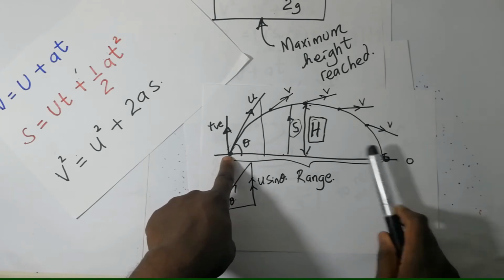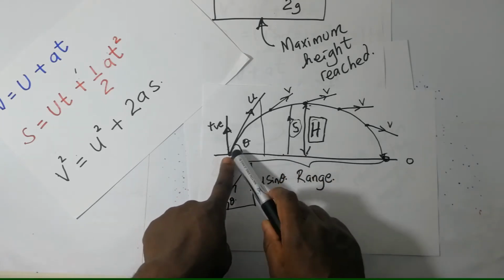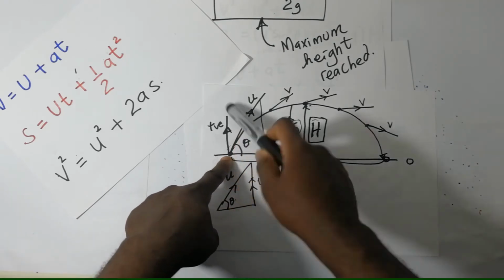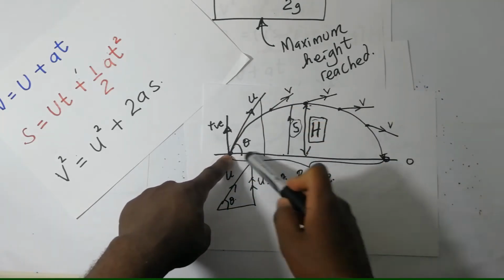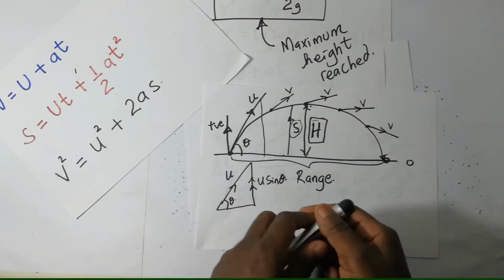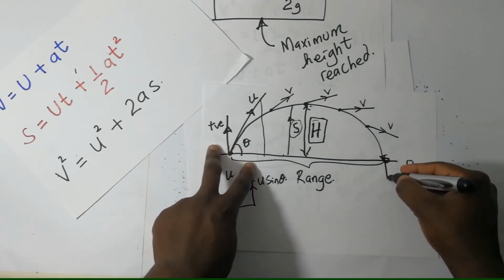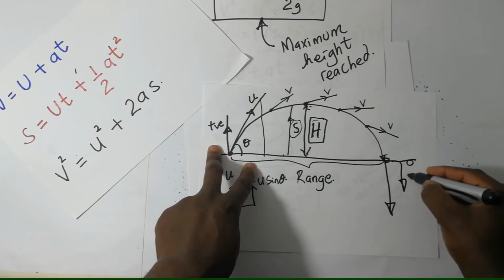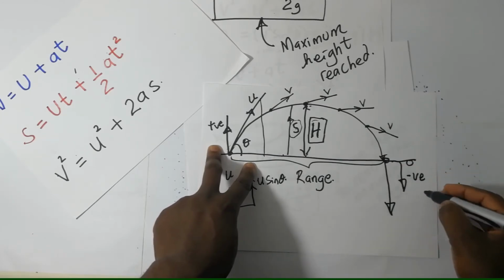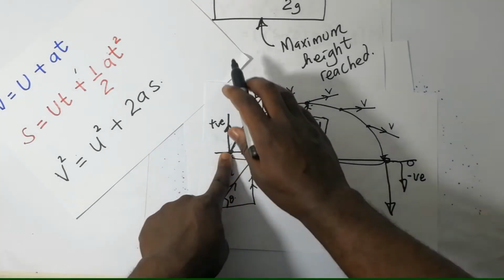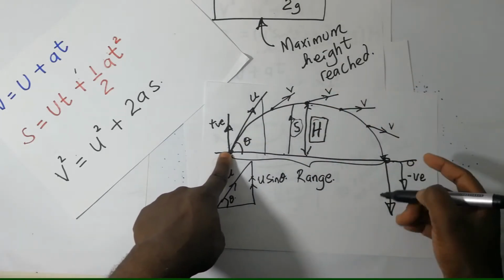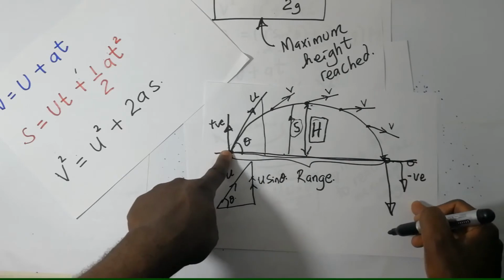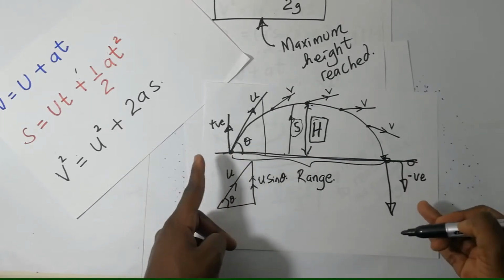So you realize that when it is moving in the upward direction, it is positive displacement. If it moves below this line downwards, in other words, if this particle is to go down like this, this would be negative displacement. This would be positive displacement, and here it would be negative displacement if it is going below this line. So we need to put that at the back of our mind.